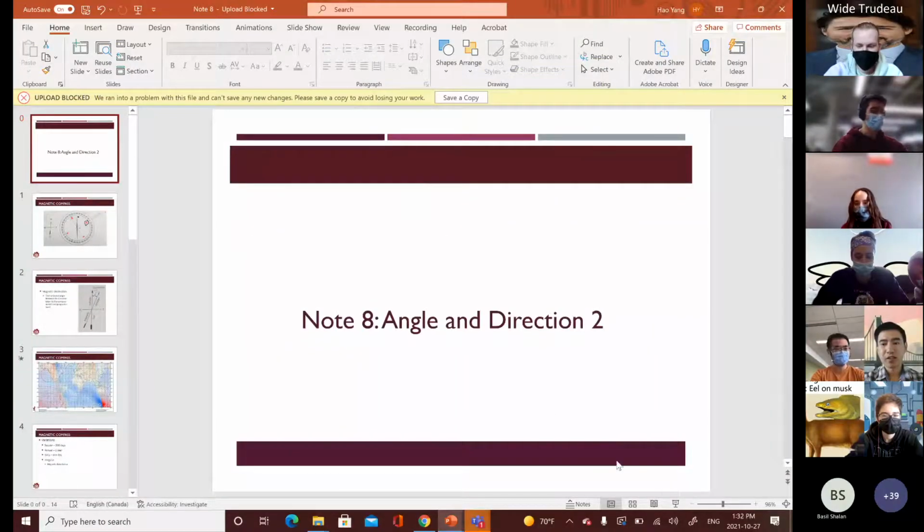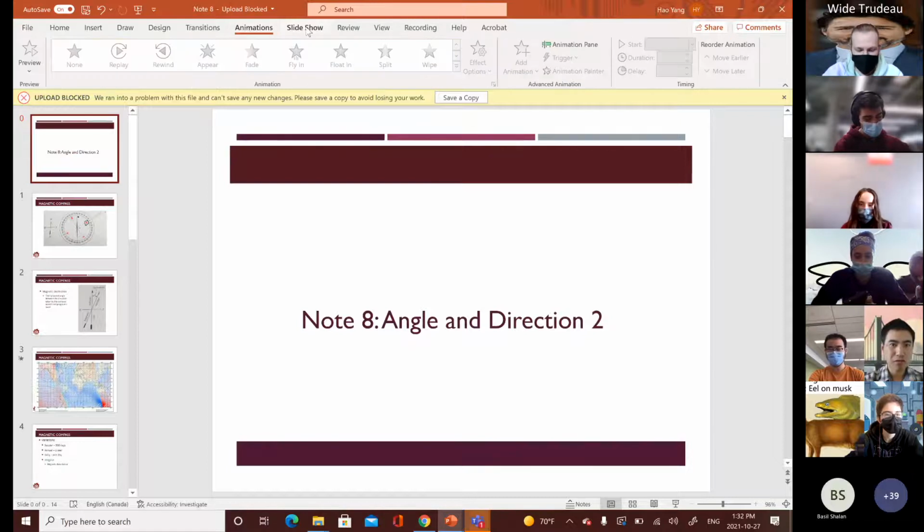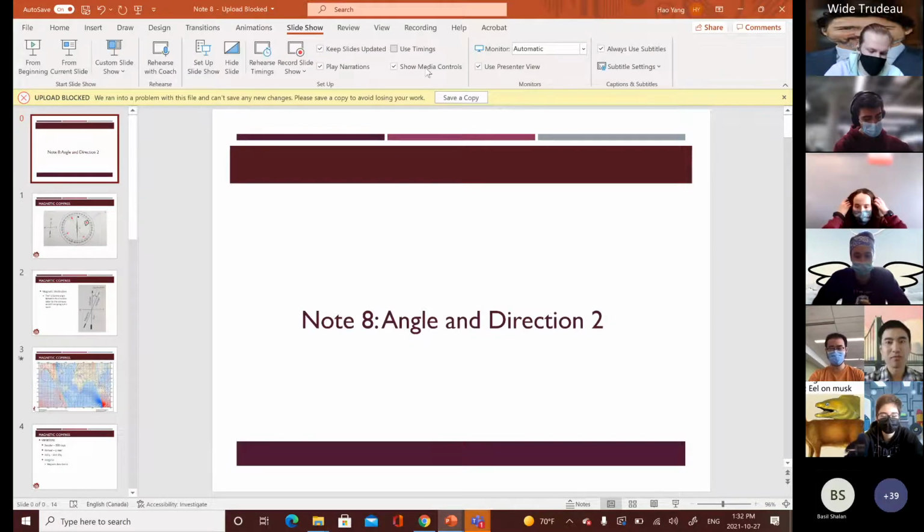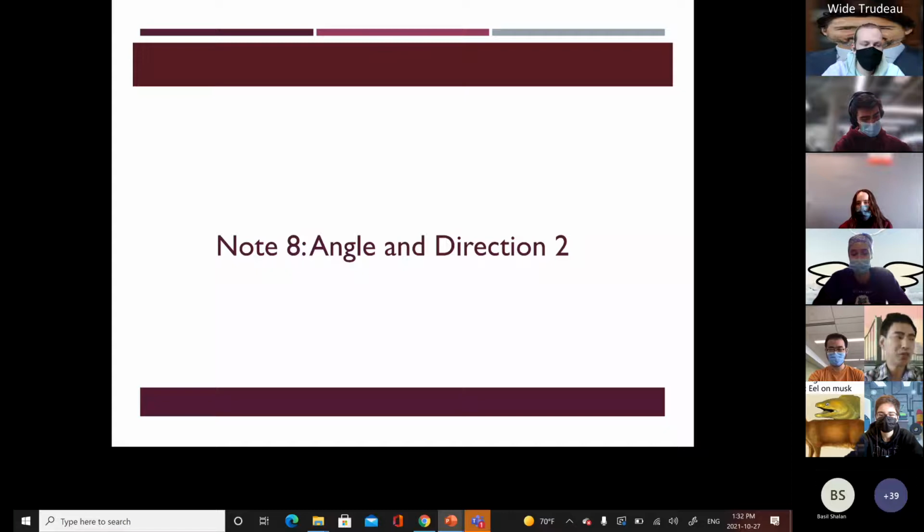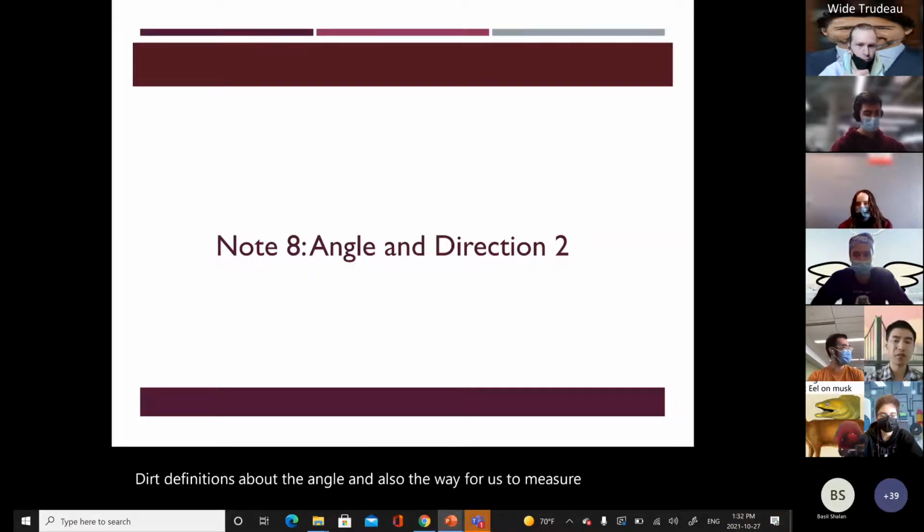Okay, so last week we held the introduction about several different types of definitions for the angle and direction. There are also some other definitions about the angle and also the way for us to measure the angle. So this will be covered in the lecture today.